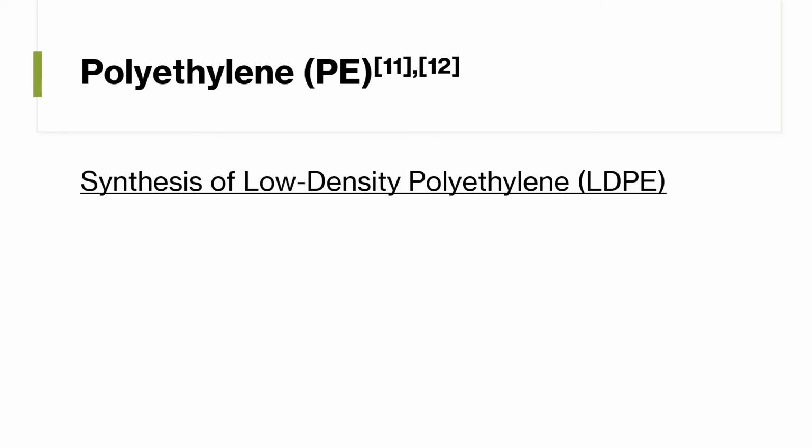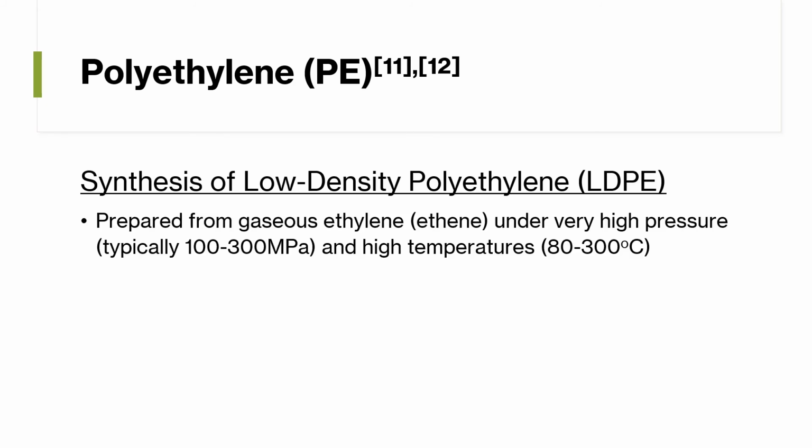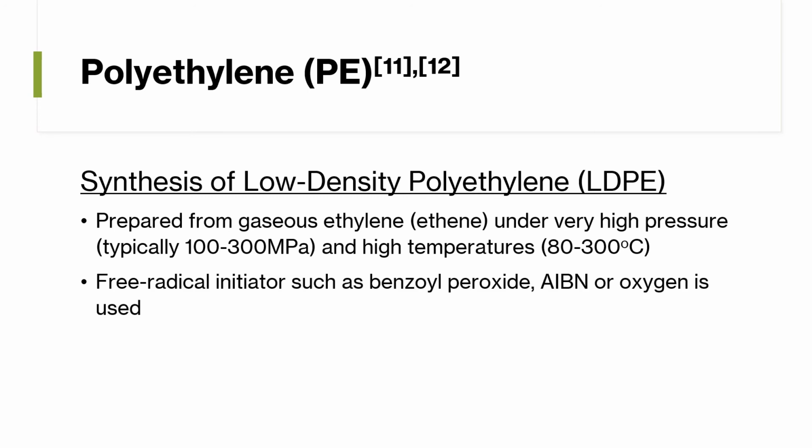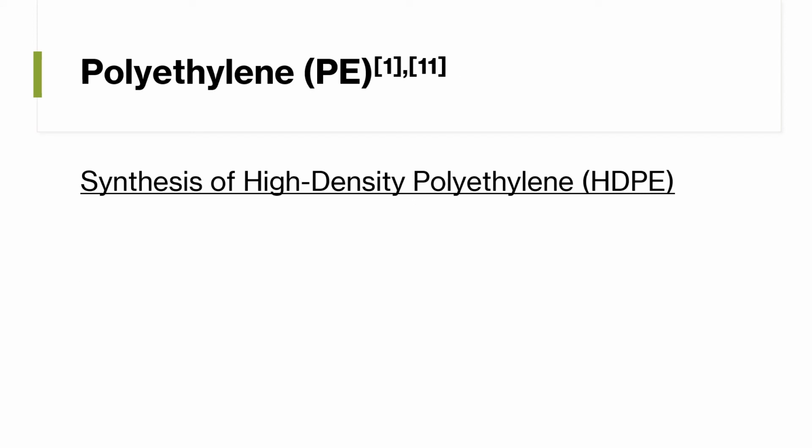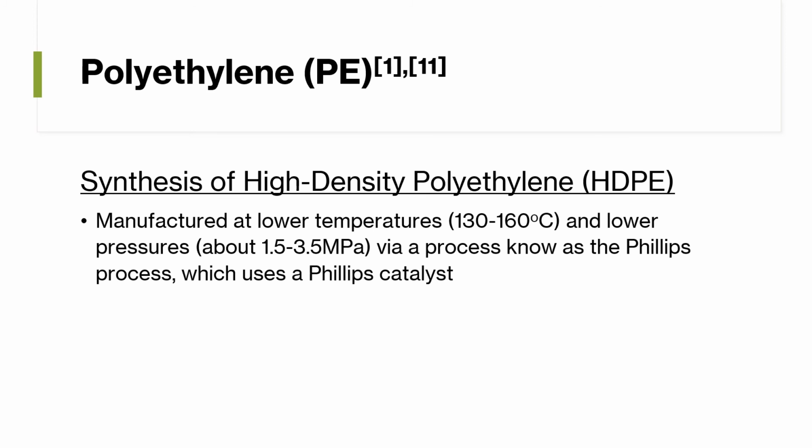The main two types of polyethylene are known as LDPE and HDPE. LDPE is prepared from gaseous ethylene under very high pressure and high temperatures, in the presence of a free radical initiator, meaning PE is a chain growth polymer. This produces a long and short branched polyethylene chain. HDPE, on the other hand, is manufactured at lower temperatures and lower pressures by a process known as the Phillips process, which uses a Phillips catalyst. The product formed is a non-branched polyethylene.